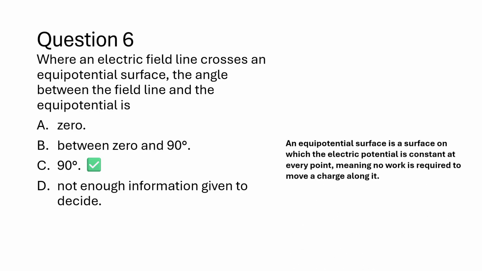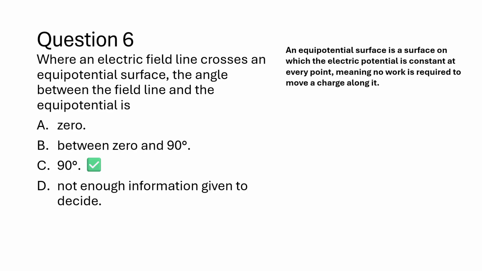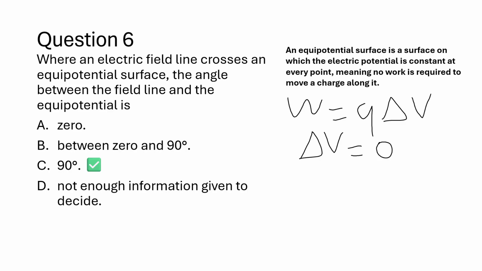So we have to first know what an equipotential surface is. An equipotential surface is a surface on which the electric potential is constant at every point, meaning no work is required to move a charge along it. Why? So we know that the work done will be equal to Q times change in V, right? Now, if the electric potential is constant, then it means change in V is actually 0. There's no change in the electric potential. Therefore, the work is actually 0.